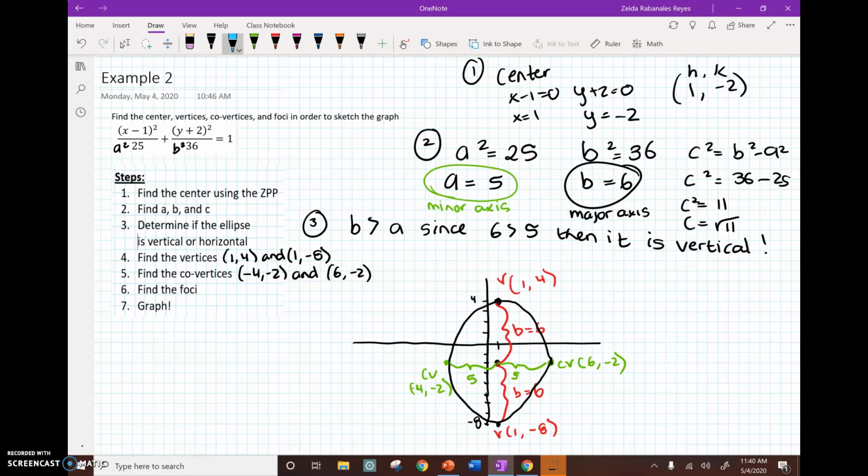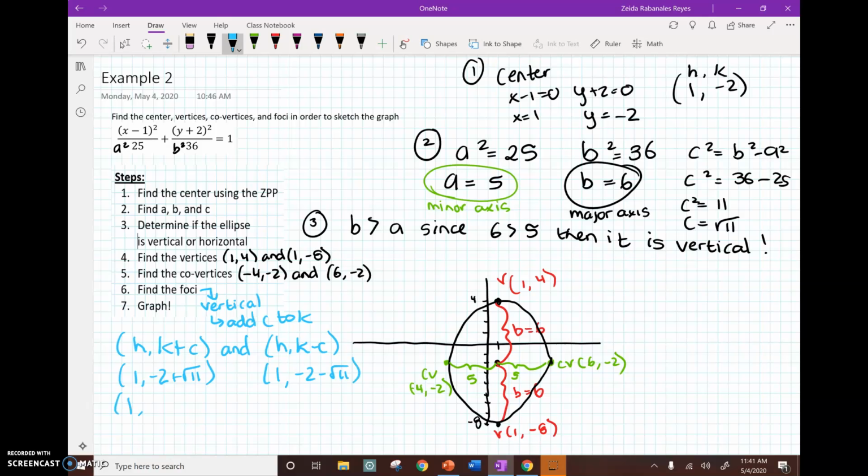Since this is a vertical ellipse, that means I'm going to add C to K. So then H, K plus C and H, K minus C. So then I have 1, -2 plus square root of 11. 1, -2 minus square root of 11.